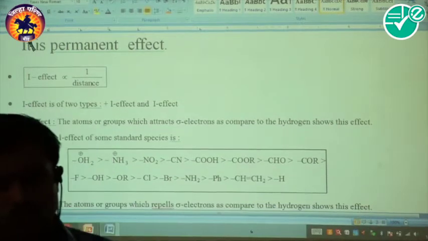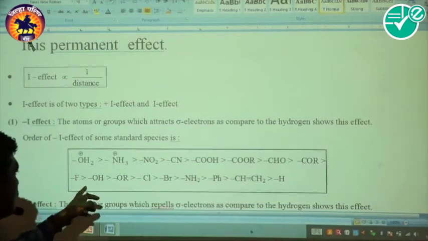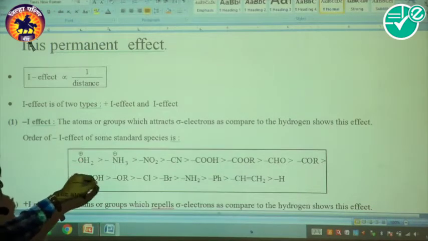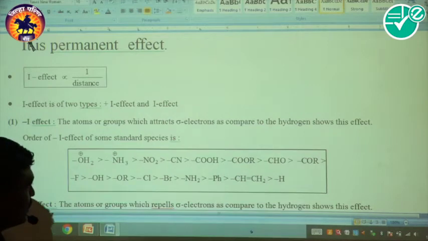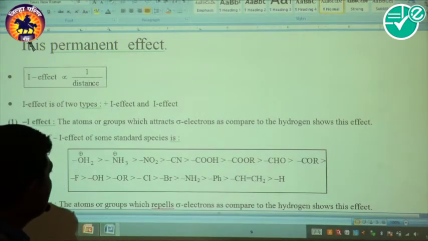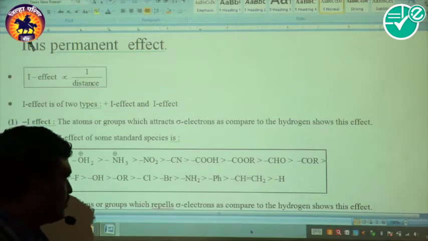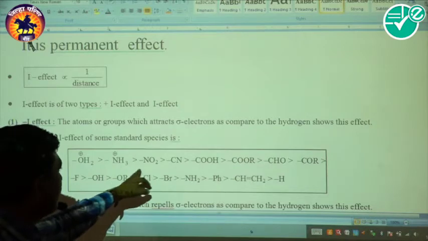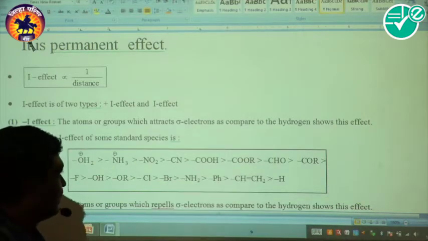So look at here the negative inductive effect. The species are OH2 plus, NH3 plus, NO2, cyanide. In this way, this is the inductive effect which is observed here basically. So look at here the effect which is observed, the inductive effect.